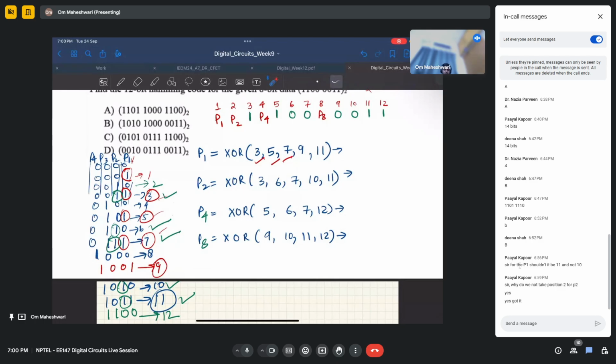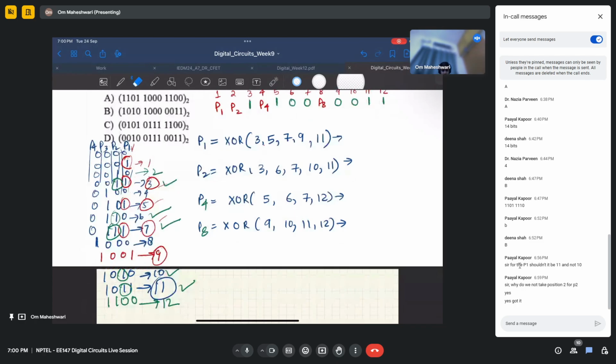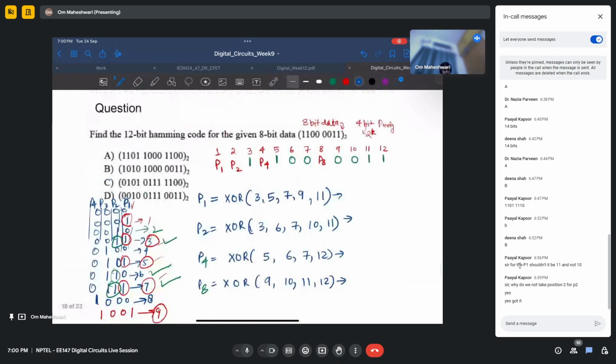Okay, so now we know where these numbers come from. Now what we have to do is XOR. So let's see what digits are there. At third position it is 1, at 5 it is 1, at 7 it is 0, at 9 it is 0, at 11 it is 1. So in XOR, when you have an even number of 1s, your output is 0, and with an odd number of 1s, the output is 1.